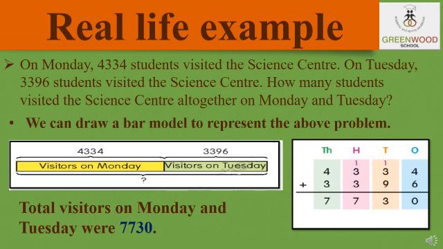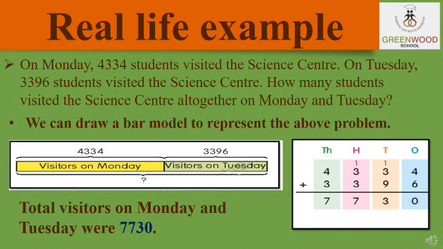We can draw a bar model to represent the above problem. As you can see in the picture, I have represented the figures in a bar model. That is, the yellow part shows us the visitors on Monday, while the green part shows us the visitors on Tuesday. Now we want the total of both the days. First, we'll place all the numbers in their respective places, that is ones, tens, hundreds and thousand.